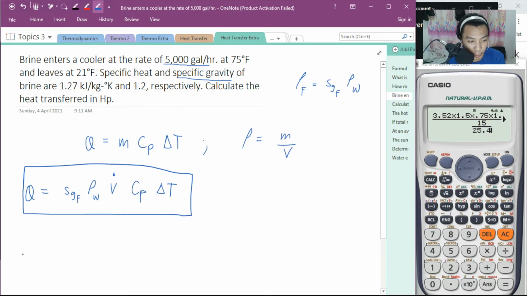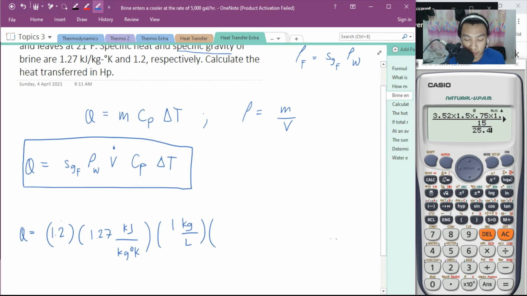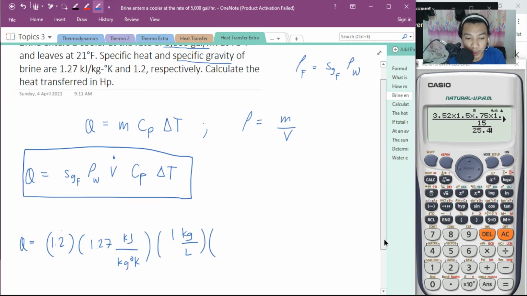Okay? So, Q. Meron kang SG ng fluid dyan. That is 1.2. You multiply it with 1.27 kilojoule per kilogram degree Kelvin, which is Cp. Density ng water, 1 kilogram per liter. Density ng water yan ha. Kasi tignan mo, naka-rate ka ng gallon per hour. Mas madali yan kapag naka-liter na. Hindi ka na kailangan mag-meter cube, tapos dadaan pa ng gallon. So, liters.